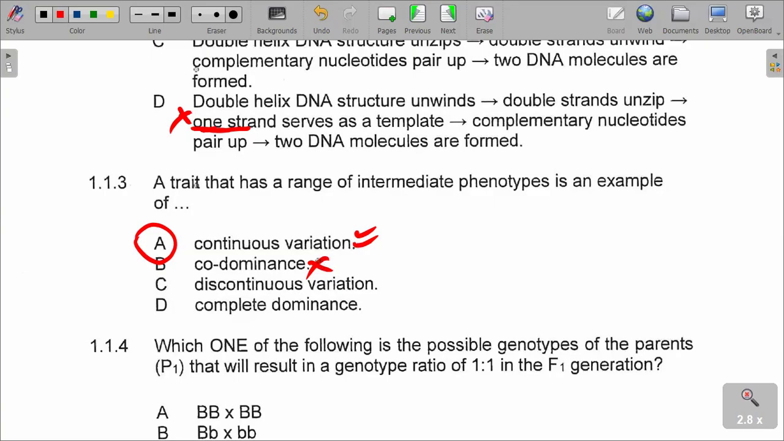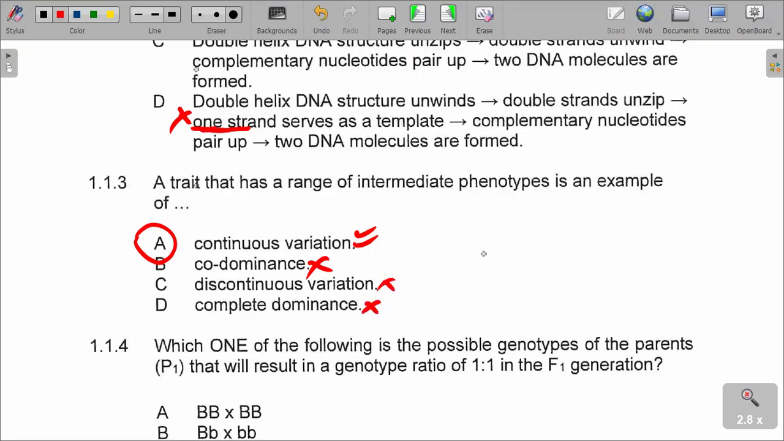Codominance is a form of expression, which is also a form of dominance, but we don't talk about it having a range of intermediate values. Discontinuous variation does not have a range. It has no range. It is actually instant. And then complete dominance.